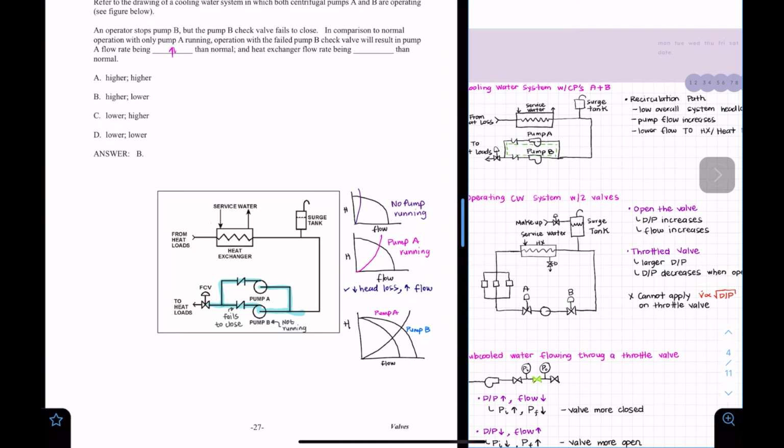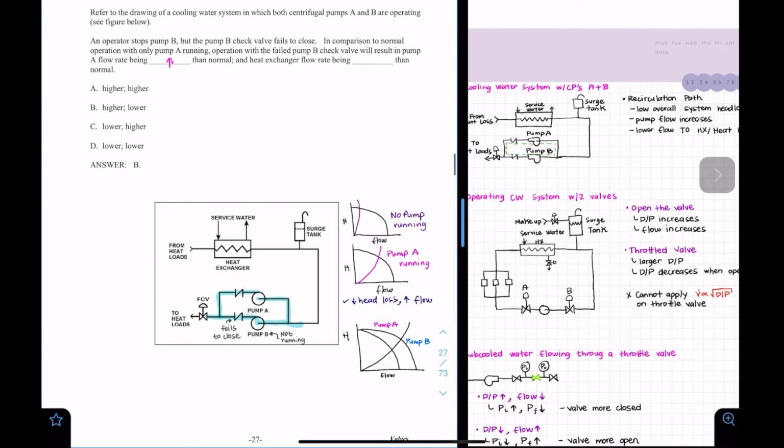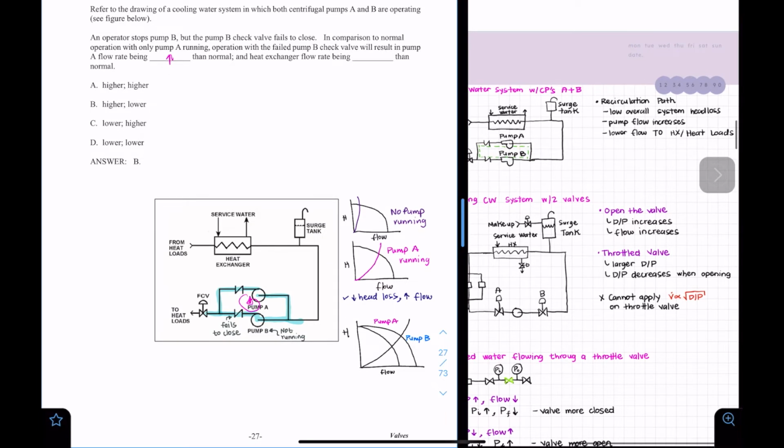So now this one, since we have this recirculation path in here, this is gonna act like a recirculation path that is gonna help us to slightly lower the overall head loss of the system, and the heat exchanger flow rate is gonna be less than normal, right? Because this is going to the heat load, so it's gonna basically go back to my heat exchanger. So I will end up having less flow rate than normal through my heat exchanger.